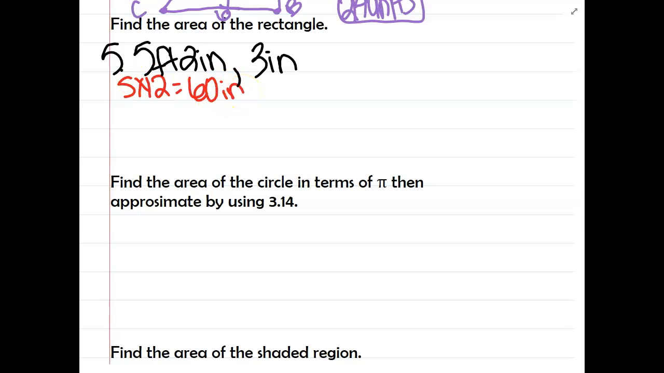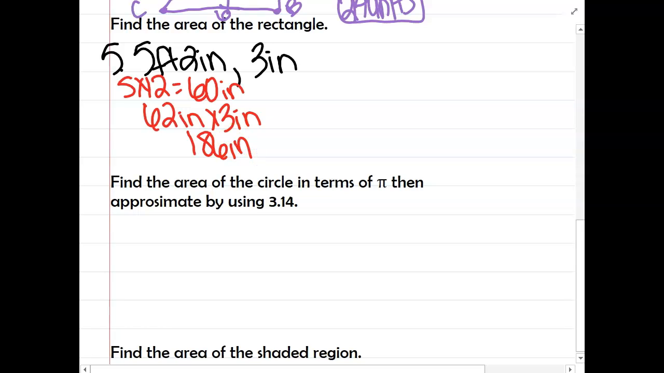Is that side 60 inches? It's 62 because it's 5 feet 2 inches. So my rectangle is 62 inches by 3 inches. So if I were to multiply these together, I should have 186 inches. Now, if I were to tell you that rectangle is actually 186 inches squared, that's a lot of inches, and it's kind of hard to think about, okay?